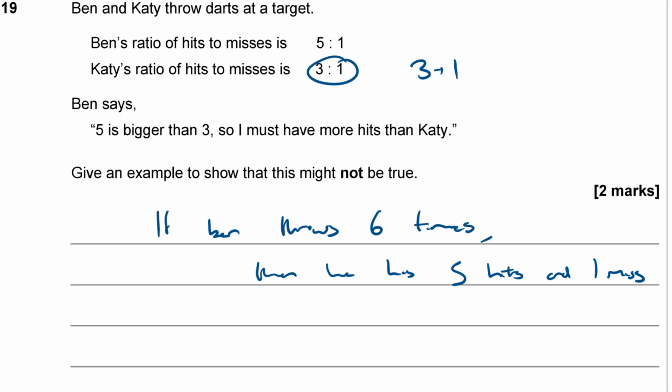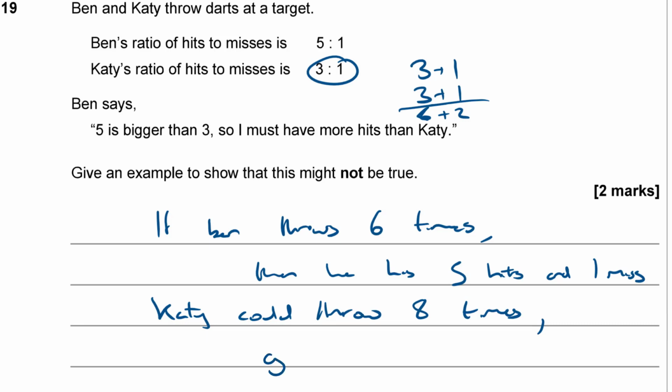But let's say she did that over again. So she hit another 3 and missed another one. That's a total of 6 hits and 2 misses. So Katie could throw 8 times, gaining 6 hits and 2 misses.